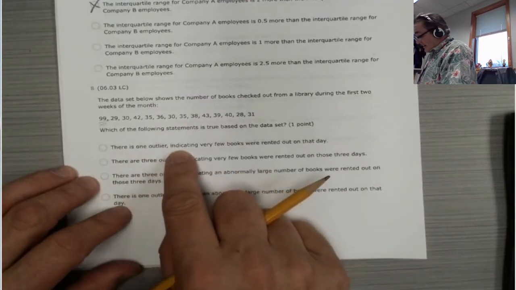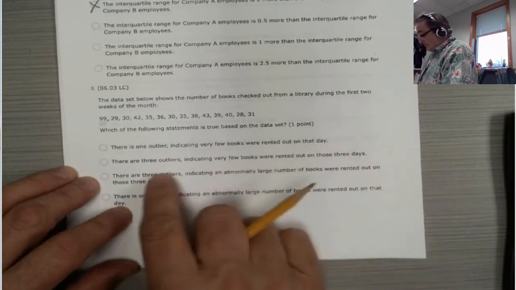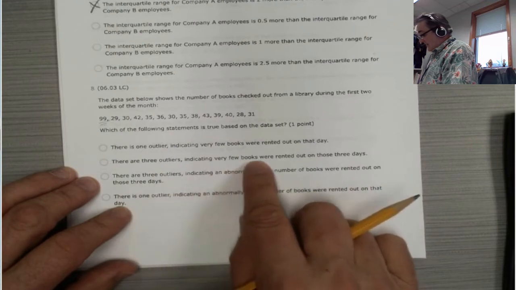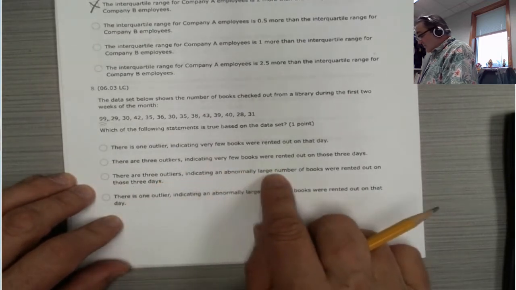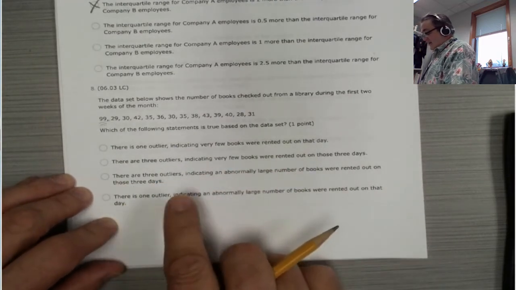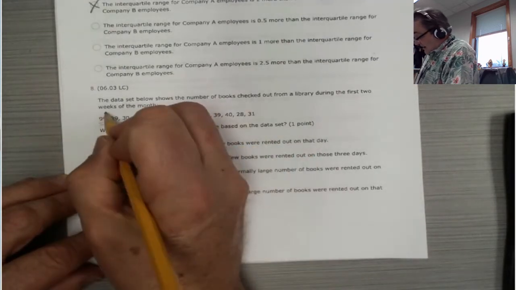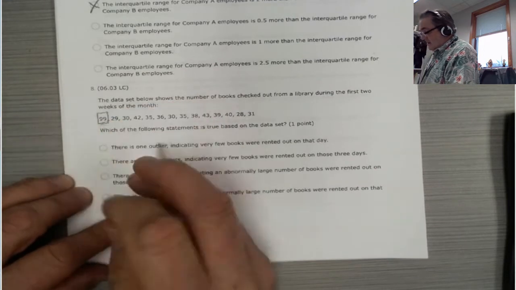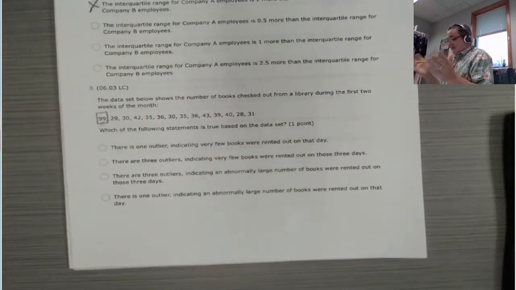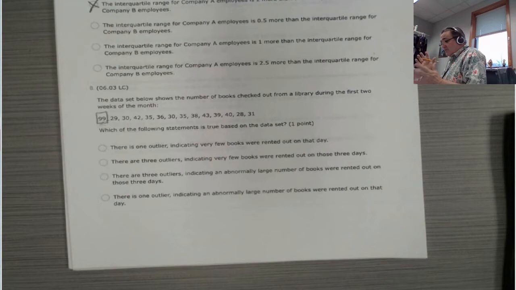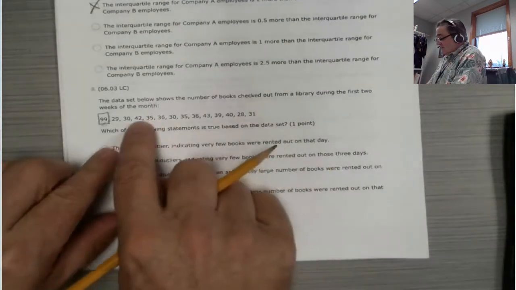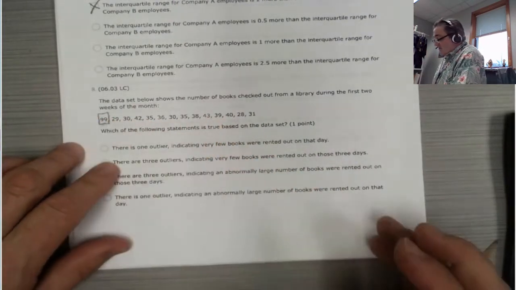There's 1 outlier indicating very few books were rented on that day. There's 3 outliers indicating very few books. There's 3 outliers indicating an abnormally large number of books. There's 1 outlier indicating an abnormally large number of books. Well, look at this. There's 1 outlier. 99 is nowhere near the rest of the data. Most of the data is grouped in pretty well, all between the upper 20s and lower 40s. It's all in there, except for this 1 where it shows a 99.